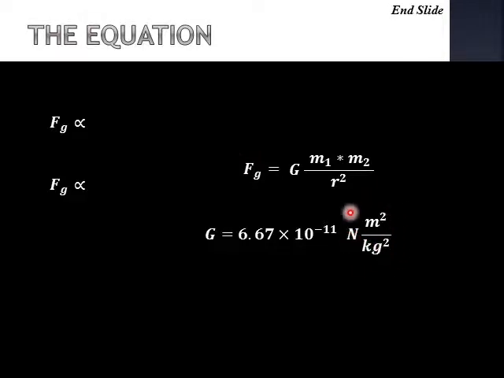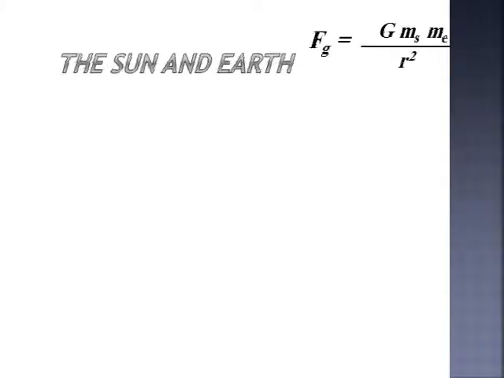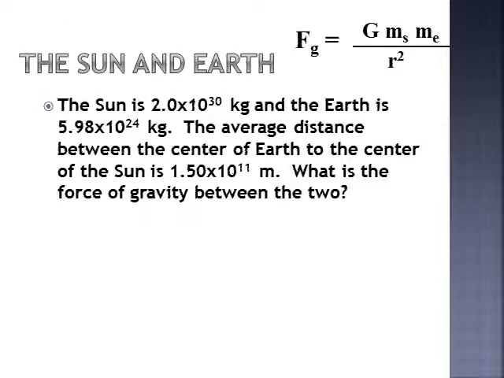Essentially this part right here is not all that important. As long as you have all these numbers in base units, then this will come out in base units also. But it's very important every single time that you put 6.67 times 10 to the negative 11th into this equation when you solve it.